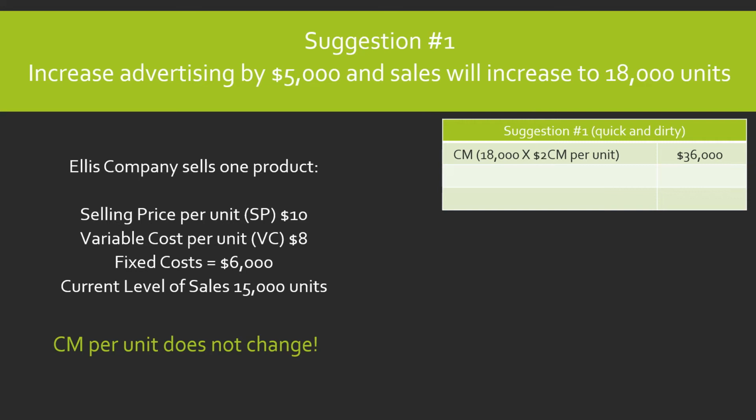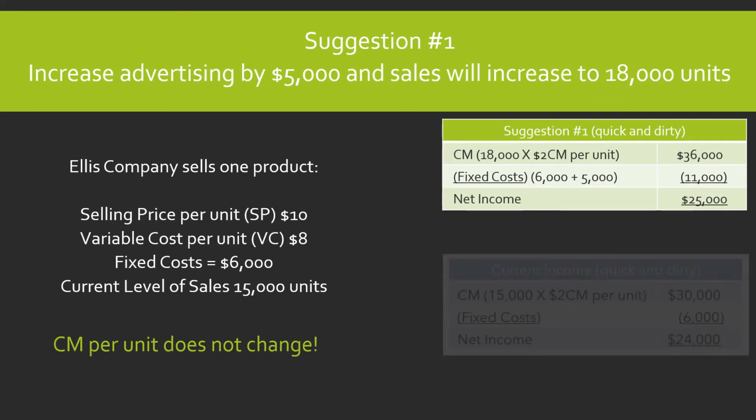Fixed costs were originally $6,000, but they're telling us that we need to increase our advertising by $5,000. This is a fixed cost because it's given to us in total. So now my fixed cost will now be $11,000, the $6,000 plus the $5,000. And when I subtract that away from the $36,000, I would project net income to be $25,000.